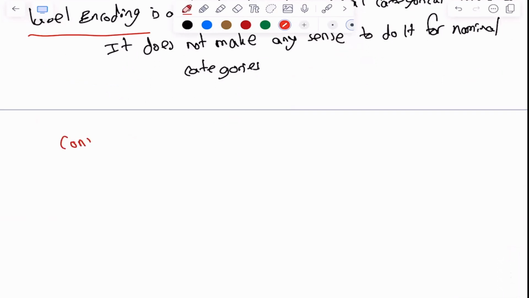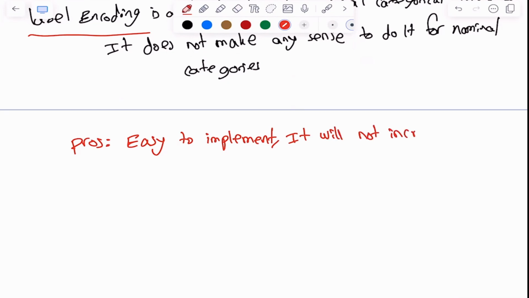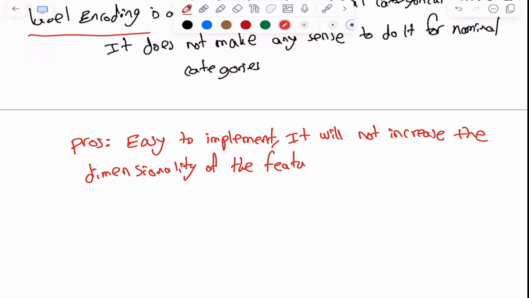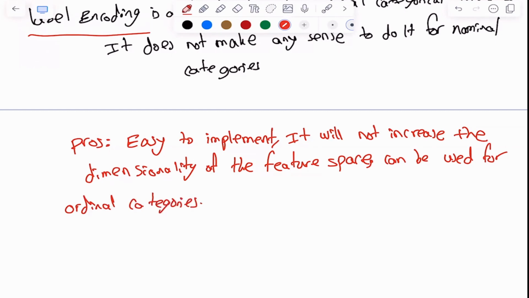All right, so the pros and cons. Pros first: it's easy to implement. Another very important one: it will not increase the dimensionality of the feature space. Super important. When we go to one-hot encoding, you will see why. It can be used for ordinal categories.